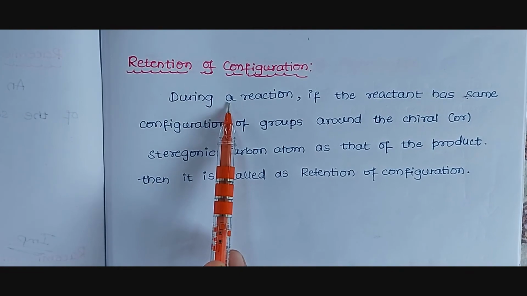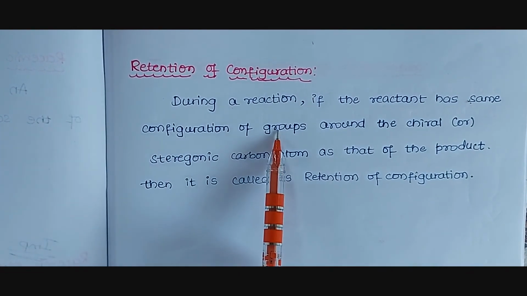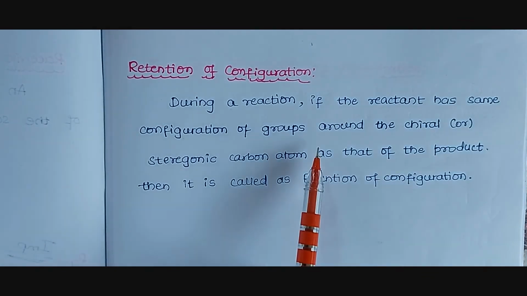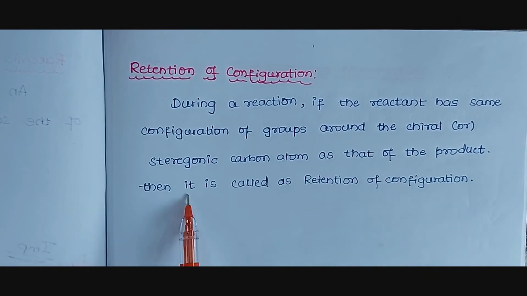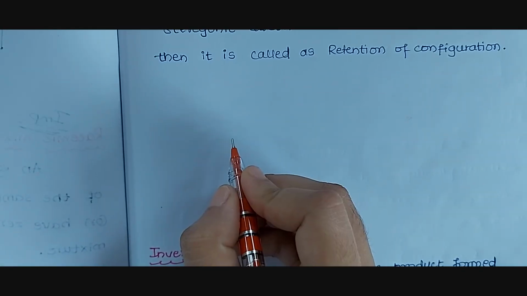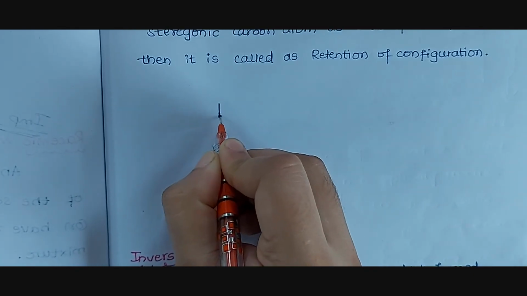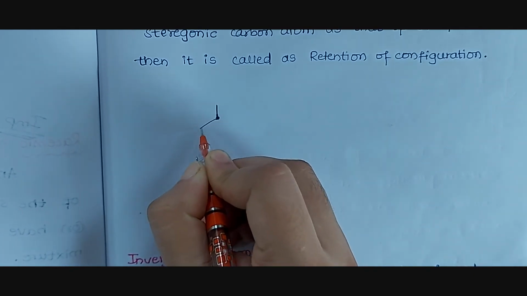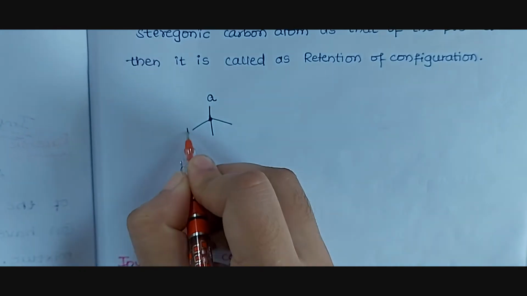Then next is retention of configuration. During a reaction, if the reactant has the same configuration of groups around the chiral or stereogenic carbon atom as that of the product, then we call it retention of configuration. So let us understand it with an example. Consider a carbon atom which is bonded to four different groups. Why do we consider four different groups? Because it is a chiral carbon atom.